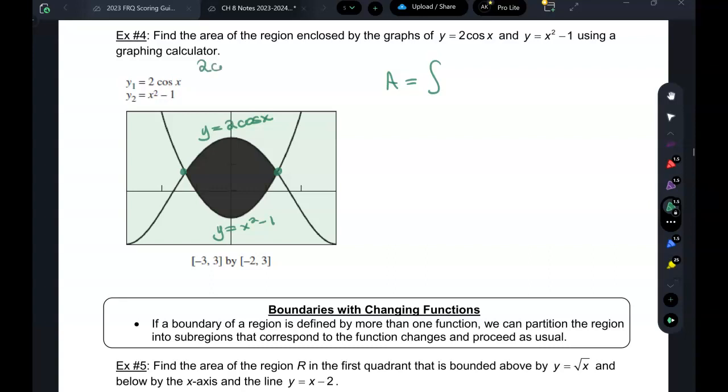Okay, so now I have to figure out where these intersect. I'm trying to figure out where 2 cosine x is equal to x squared minus 1. So I could set it all equal to 0 and look for the zeros, or I can graph each of them and look for the intersections.